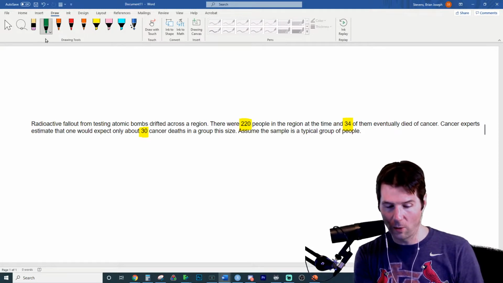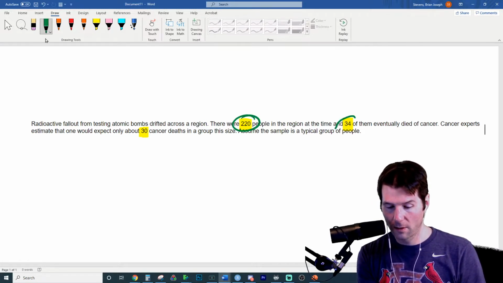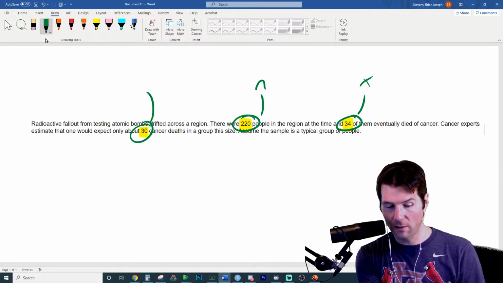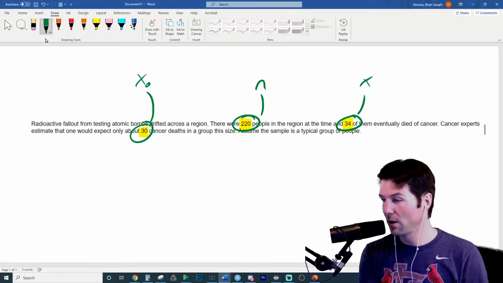This is an interesting question. This is an interesting one. Because we have right here the sample size. We have right here the X. And then this is kind of X naught.